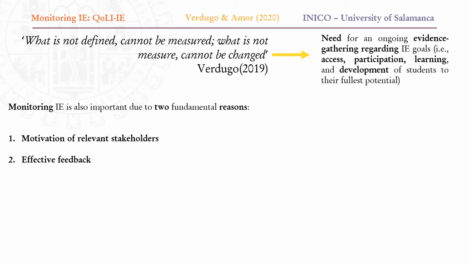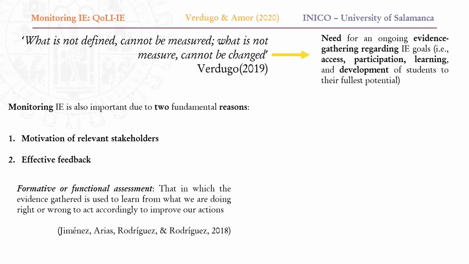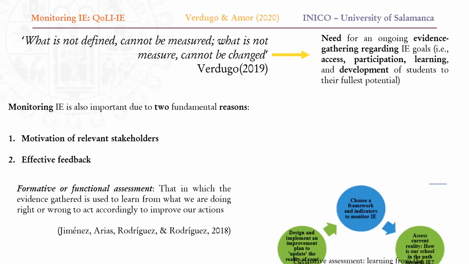For this reason, inclusive education monitoring must follow a formative or functional assessment. The formative or functional assessment is that in which the evidence gathered is used to learn from what we are doing right or wrong, to act accordingly to improve our actions. The formative assessment is necessary to learn from ourselves, to advance in the inclusion of the students with ID, and to take the proper measures.